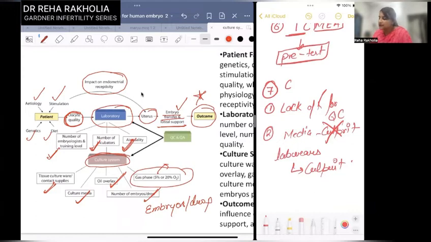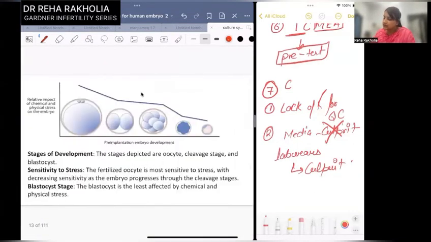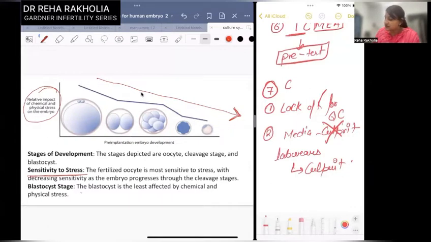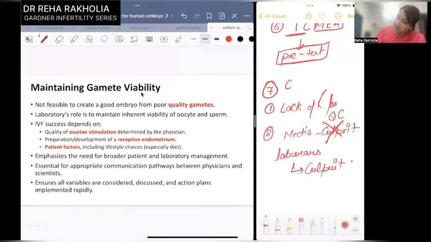Okay, then this diagram shows that the relative impact of chemical and physical stress on the embryo decreases as we go from pre-compaction to post-compaction. Okay, sensitivity to stress decreases. The blastocyst is least affected by chemical and physical stress.